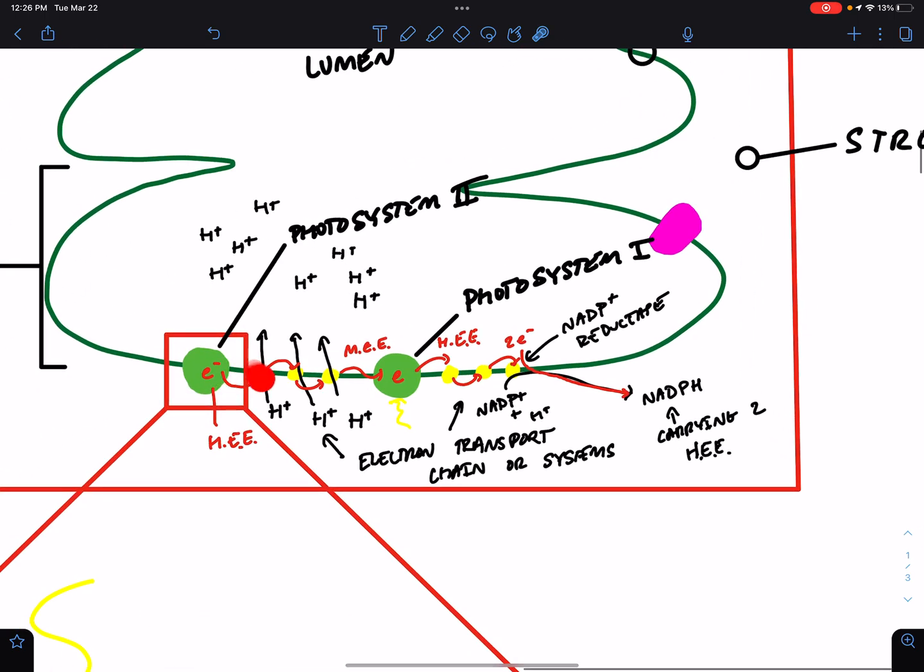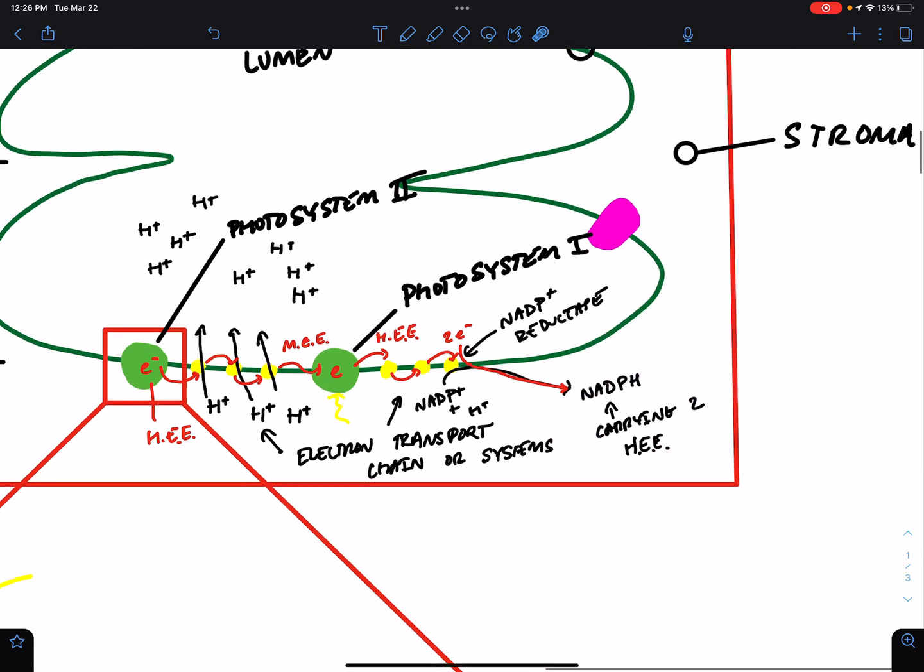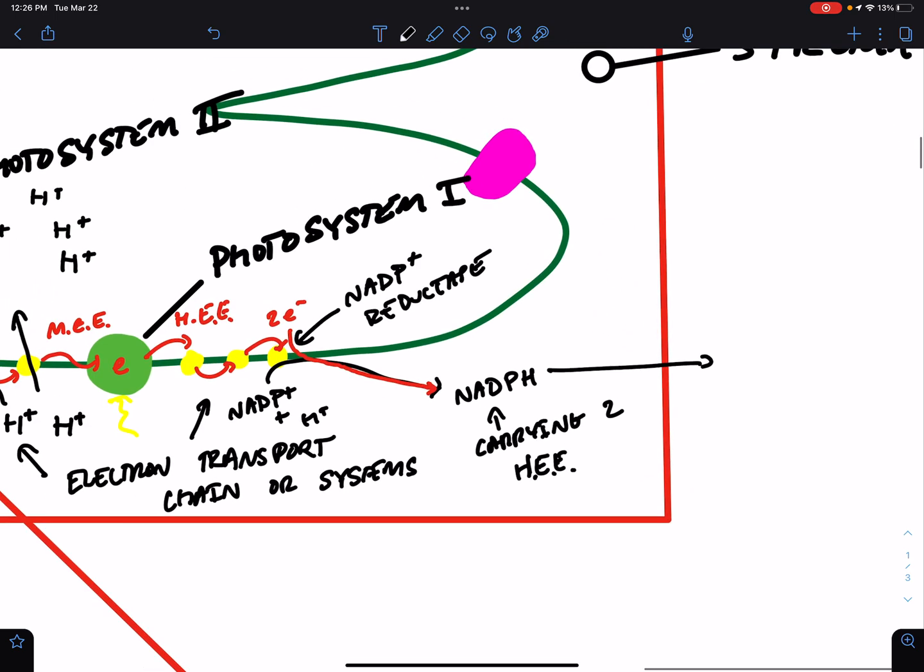So in the first electron transport system, we use the energy of the high energy electron to pump hydrogen into the membrane. And the second electron transport system, we passed off 2 electrons to this high energy electron carrier. It's like a suitcase to carry these high energy electrons because they're high energy and they can cause damage if they're not properly transported. So we carry it in this molecule, and this molecule is going to go off to what's called the light independent reactions.